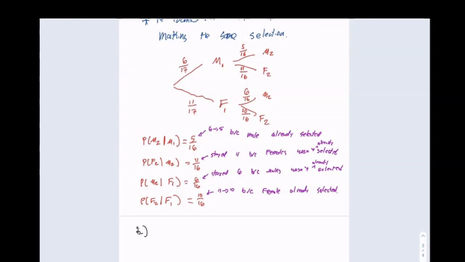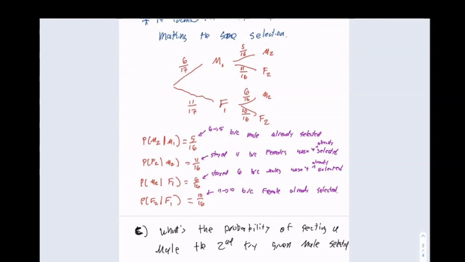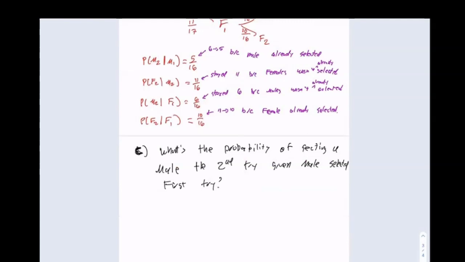So if I asked you, question C, what's the probability of selecting a male the second try, given male selected first try? So sometimes they ask this question. So you need to convert this, say, oh, they're asking me what's the probability of male given male. But I also know that this is finite. So I know I have to treat these as different.